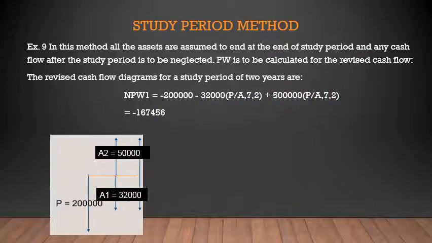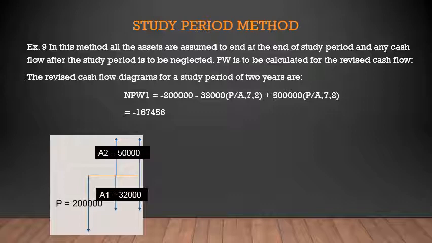Using this study period method, how do I solve? Study period of 2 years. 2 years means the entire project is assumed to end at the year 2. That's how it is done. Okay, so the revised cash flow diagram appears like this. See here, whatever I may have after year 2, they are all neglected. They are not at all considered. They do not appear in the cash flow diagram at all. Only any cash flows that are up to second year are considered.